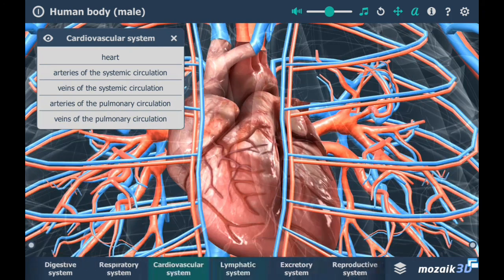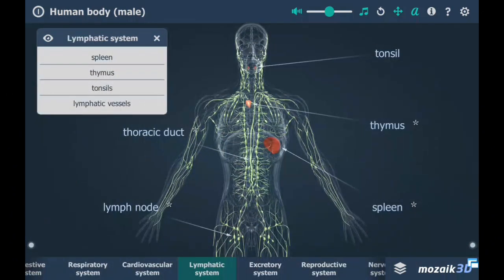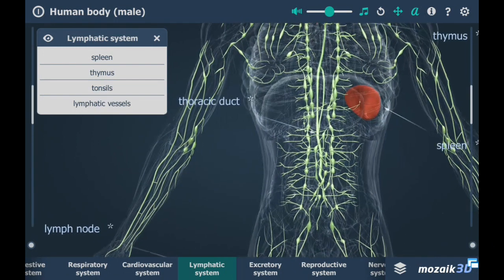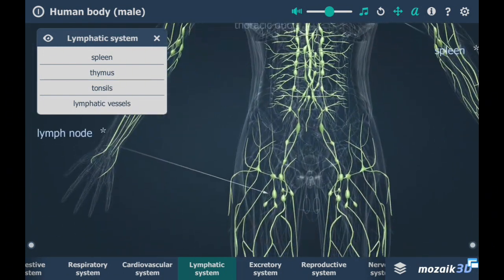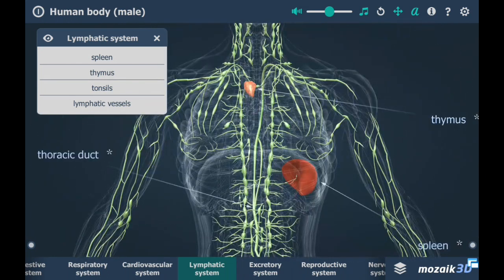The lymphatic system. We have the thymus and lymph nodes. You know the lymph nodes, guys? Yes, you might have heard of lymph nodes. So lymph nodes carry a lot of white blood cells.